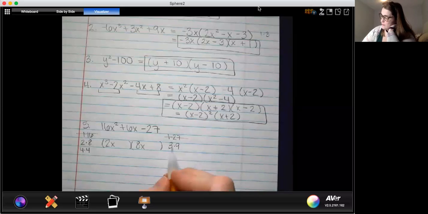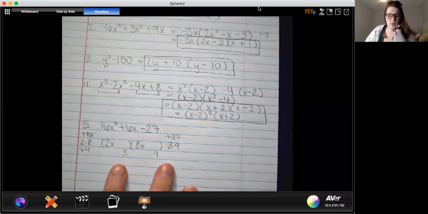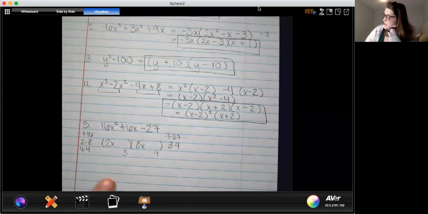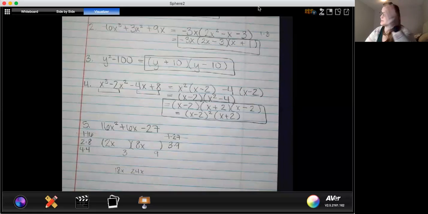So if I try 3 and 9, and I always just write it below until I'm really certain. So I have 2x times 9, which is 18x, and 3 times 8x, which is 24x. Now with those two, could I potentially get to 6? I actually can. So this actually is going to be really nice. I think this one's going to work out.